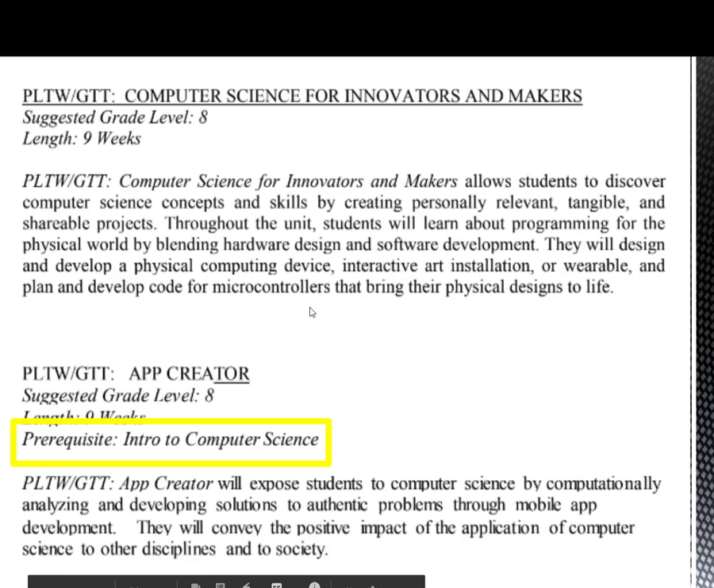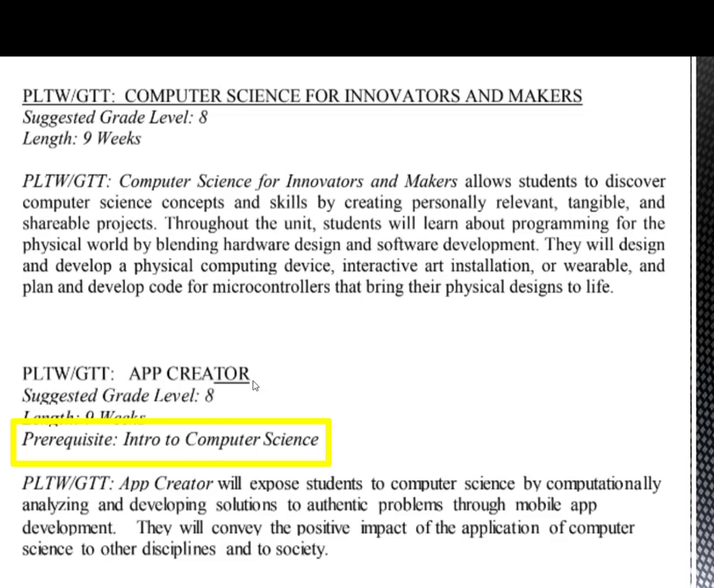Or for instance, there are a few new classes. So for instance, Computer Science for Innovators and Makers is for 8th graders only. 7th graders do not take this class. So this is a computer science class where you're going to dive deeper into those computer science concepts. There's also Focus on Business that's open to 8th graders.